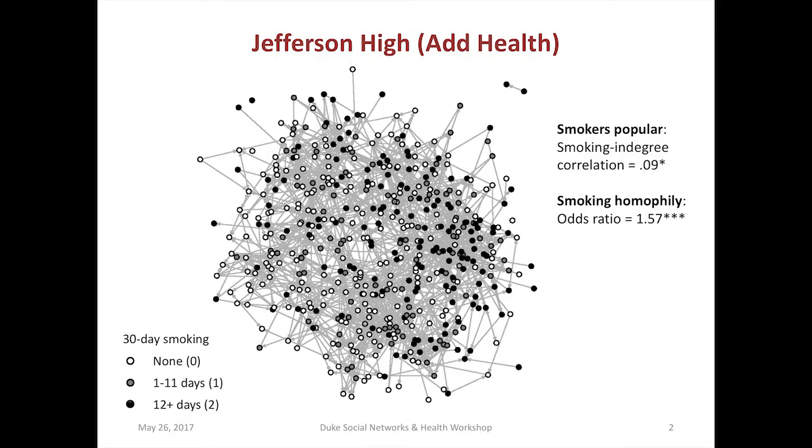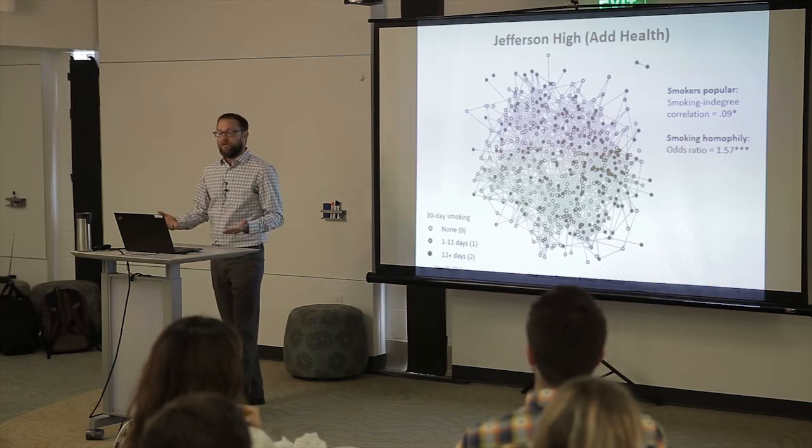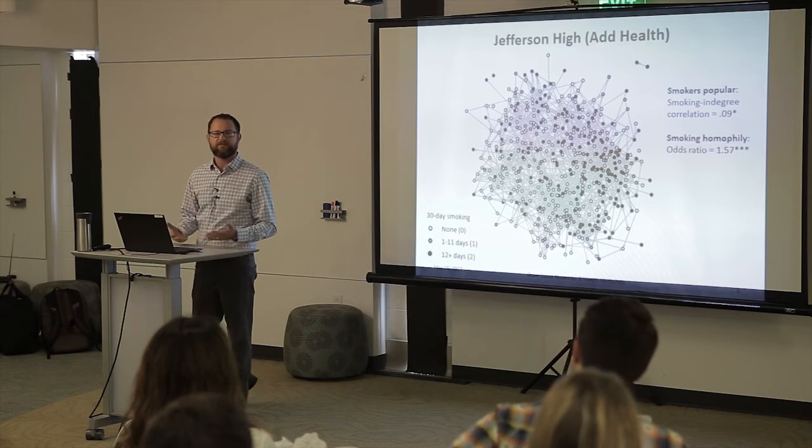We run a few simple statistics. We can look at the correlation between in-degree and smoking, and we get a positive correlation. That tells us that kids who have more incoming ties, an indicator of popularity, are more likely to be smokers. We can also calculate whether smokers are more likely to associate with one another, and non-smokers with one another, this idea of homophily. If we calculate an odds ratio, the odds of having a friend of your same smoking status relative to the odds of having a friend of a different smoking status, it is 1.57. It's greater than 1, telling us there is a greater tendency toward having friends similar in smoking status. So we see some association between the friendship network and smoking. Now the question is why? Is it peer influence? What other kinds of processes might be going on?